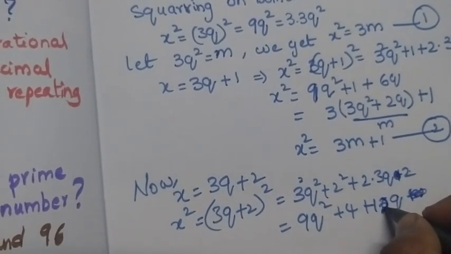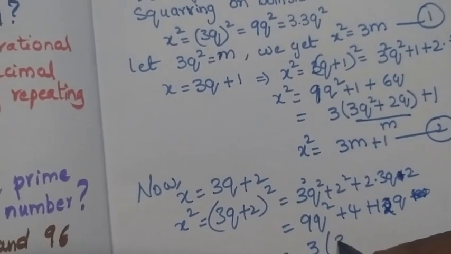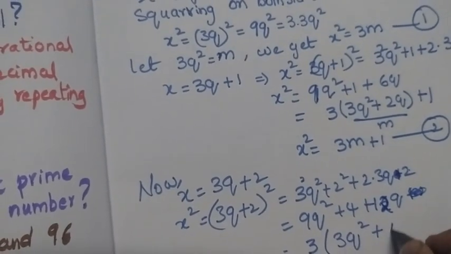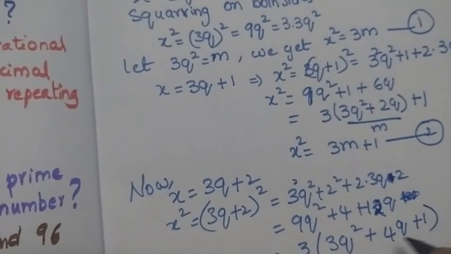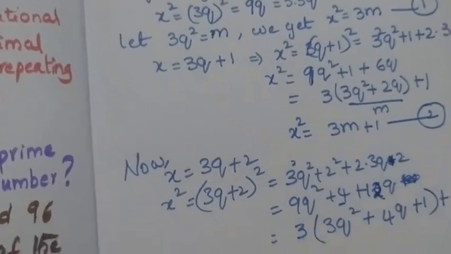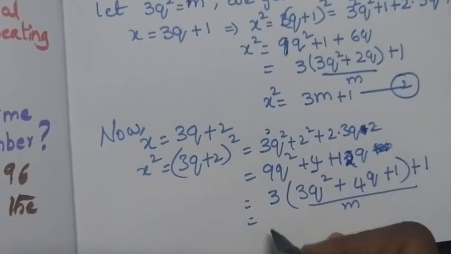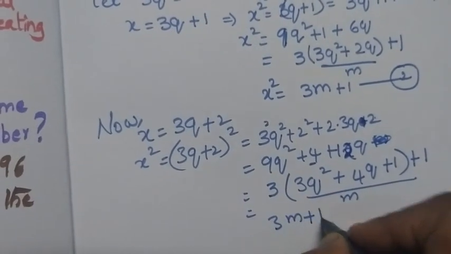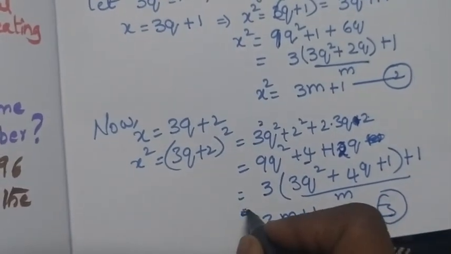Okay, this is 12q. Now we have to take 3 common. We get 3q square plus 4q plus 1 here. 3 1s are 3, remaining 1. Then we get 4 as a constant. Okay, then this term is m. I am taking 3m plus 1. So this is the third equation we have obtained here.